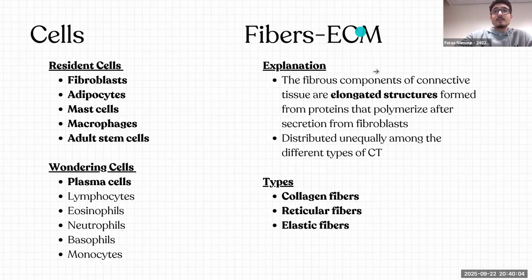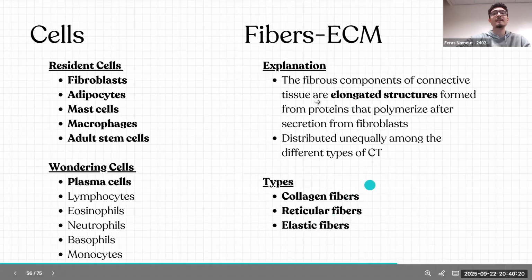Now, when we talk about fibers and the extracellular matrix, the fiber components of connective tissue are elongated structures. They are basically elongated proteins that fill in the matrix. We have three types: collagen fibers, reticular fibers, and elastic fibers.